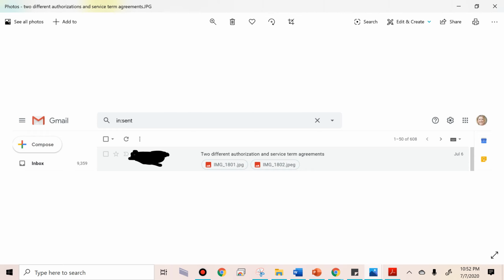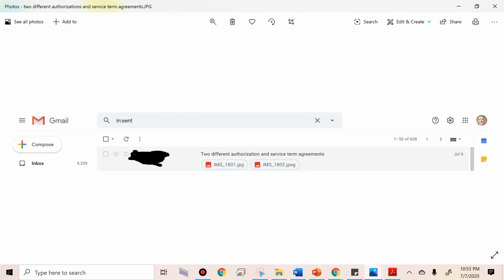that they had two different authorization and service terms agreements. And actually, I emailed a picture of them to my husband to say, this seems a little off and non-transparent, to have two different forms with the very same name.